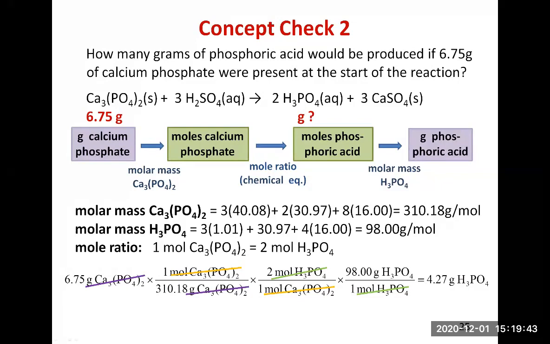And if you look, does it make sense? Basically, the molar mass of phosphoric acid is about 100, times 2 on the numerator, so it's 200 over something very close to 300. So basically it's 2/3 of the given amount, and 4.27 is about 2/3 of 6.75. So that makes sense.